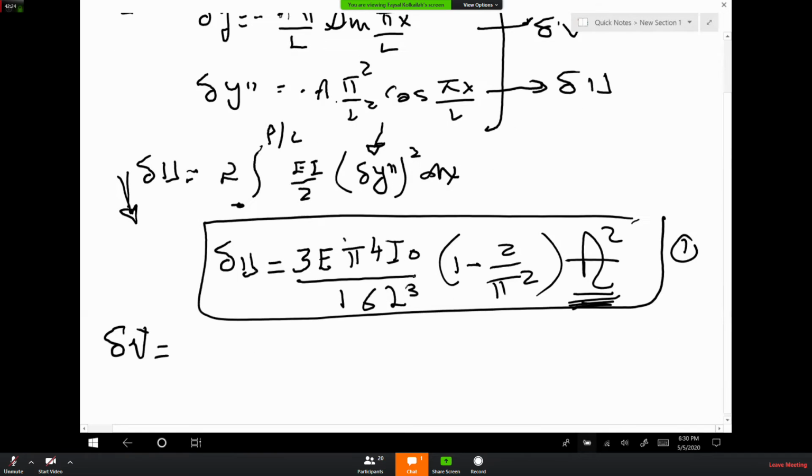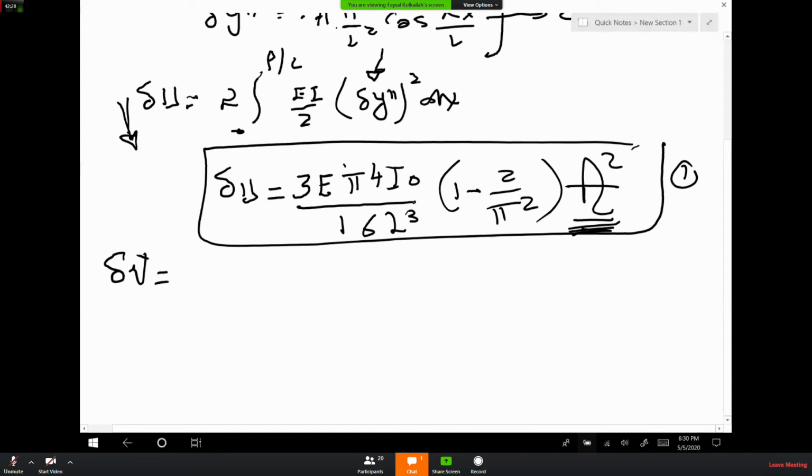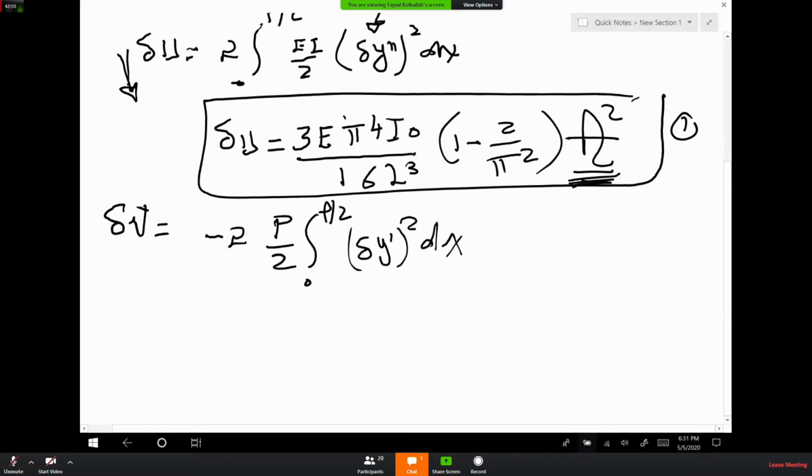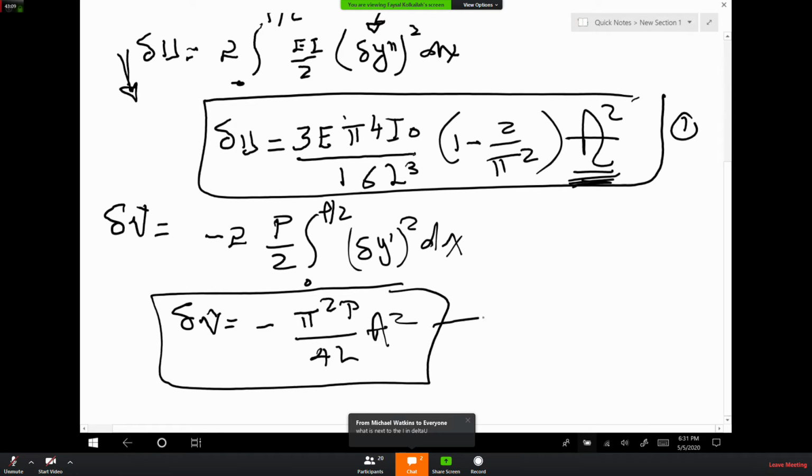So delta V will be the same idea. What is the equation for delta V? Delta V is minus 2 P over 2 integration from 0 to L over 2 of delta Y prime square dx. And I have delta Y prime, we already wrote it 3 times. So that will give me delta V equals minus pi square P over 4L times A square. That's equation 2. What is the good news, everyone? That A square is A square.